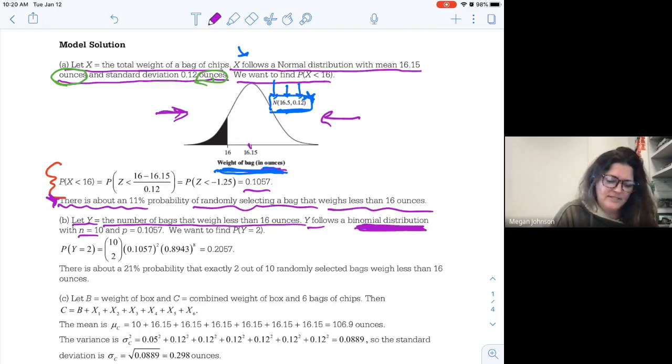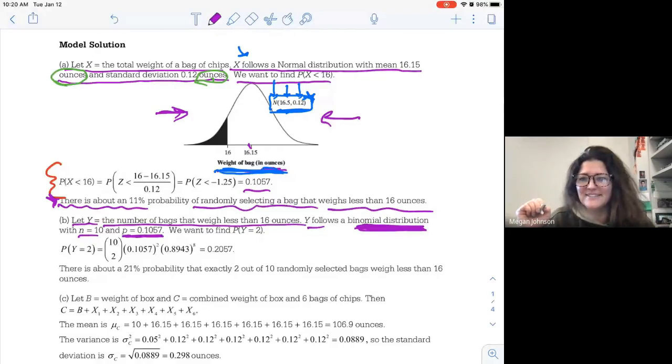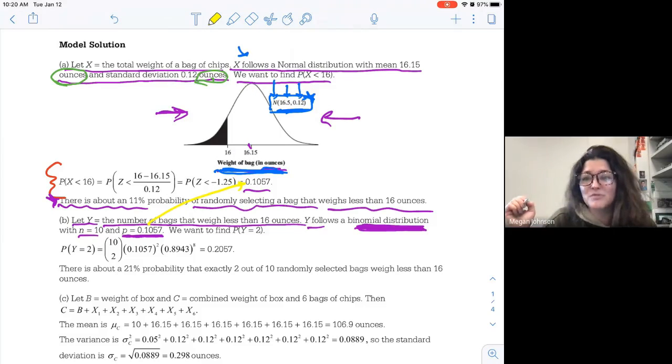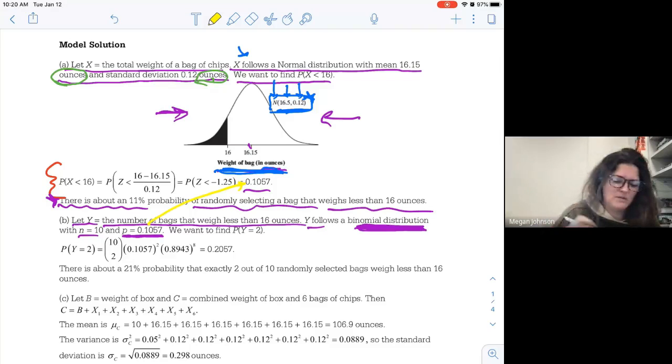The number of trials is 10. The probability of success on each trial is 0.1057. Do you remember where we got the 0.1057? That came from part A. So the probability of success on each trial comes from part A, which gets tricky too, because whatever answer you get in part A, you have to use in part B. So we'll talk about that for a second too.